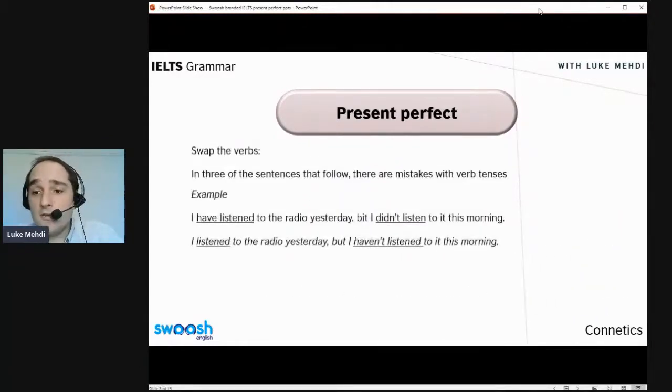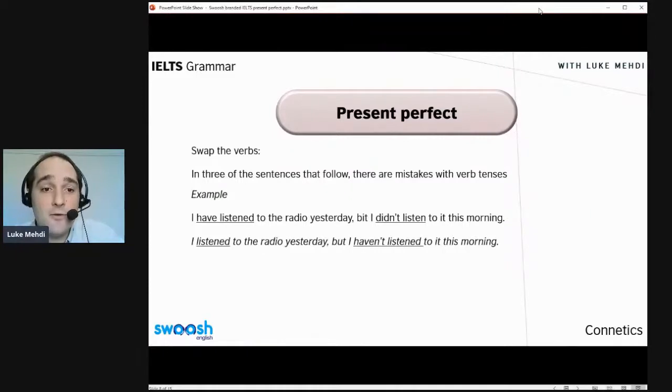So we're going to look at some examples here, and I'm going to give you a short amount of time to identify whether the tense has been used correctly and whether it needs fixing. There are 6 examples, so 3 of them are going to be correct and 3 of them are going to have mistakes with verb tenses.